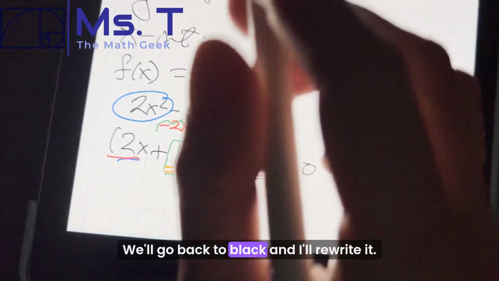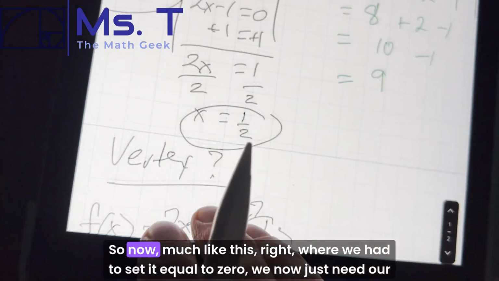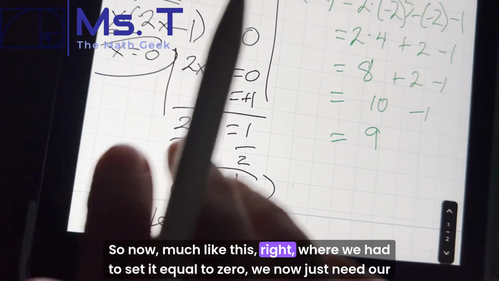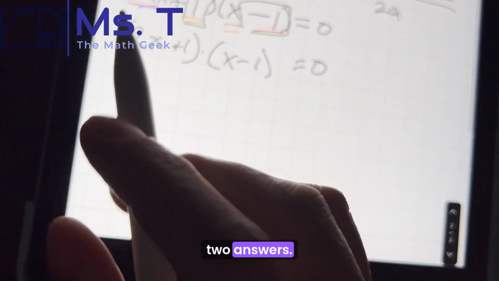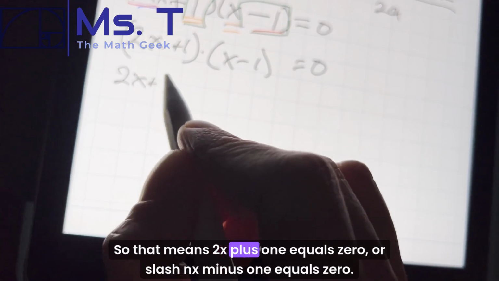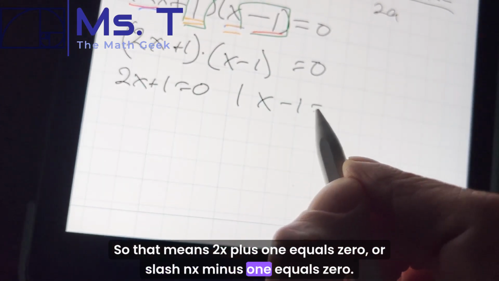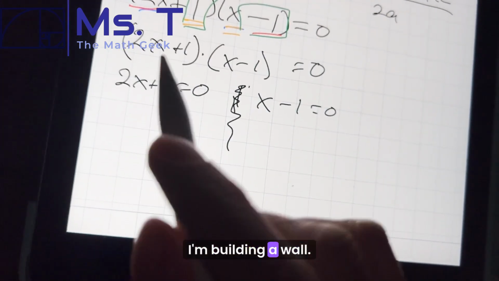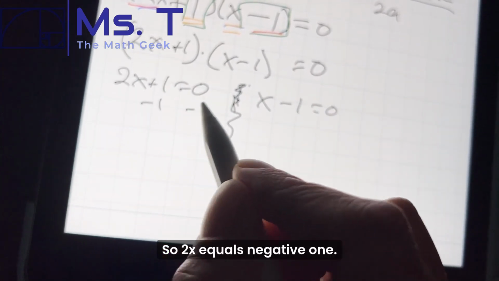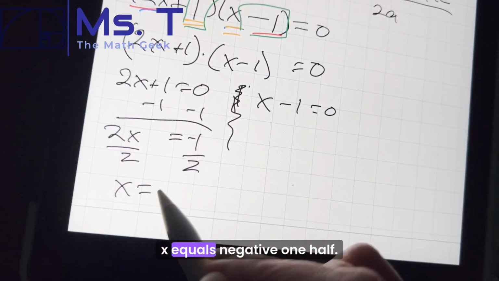We'll go back to black and I'll rewrite it. Do you see it? Now, this is our factor. So now, much like before, where we had to set it equal to 0, we now just need our two answers. So that means 2x plus 1 equals 0, or x minus 1 equals 0. This is just to build a wall. I'm building a wall. So 2x equals -1, x equals -1/2.